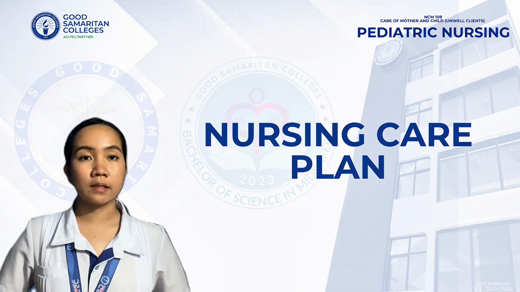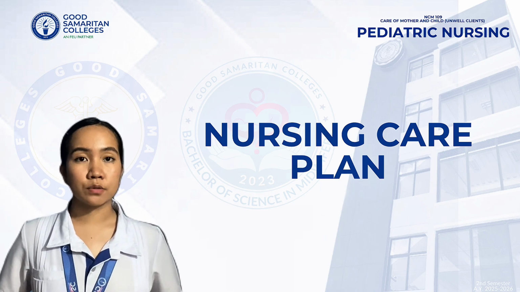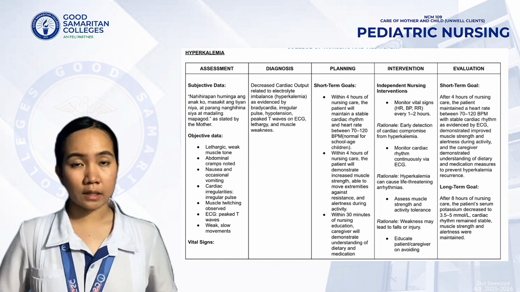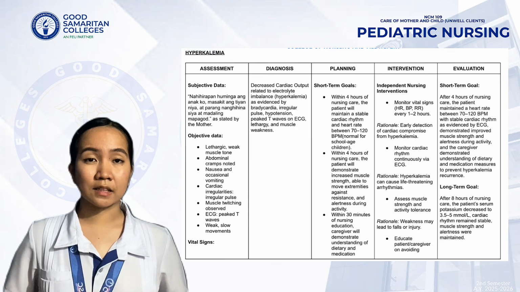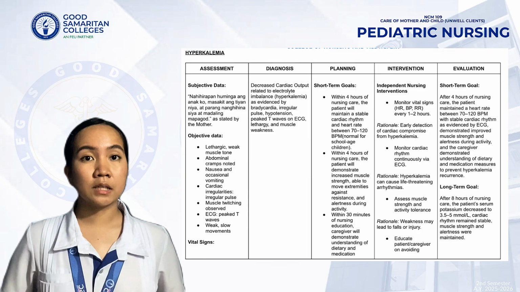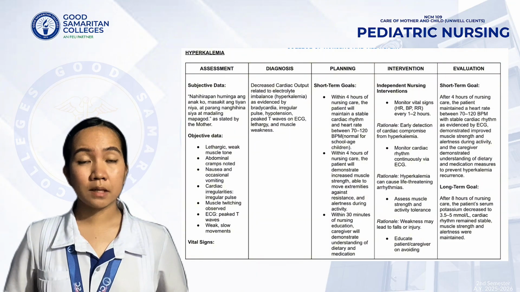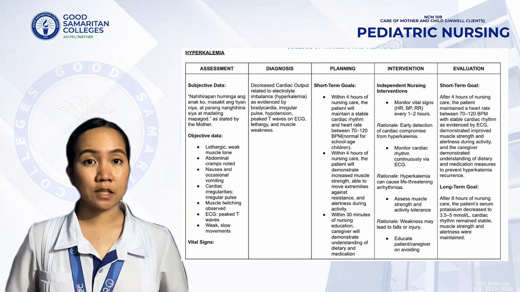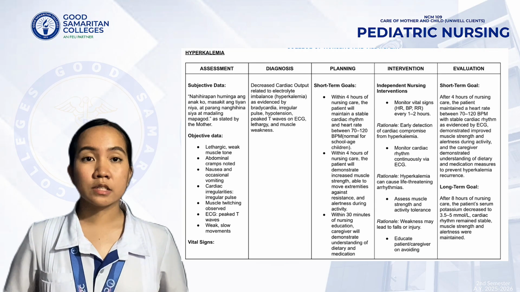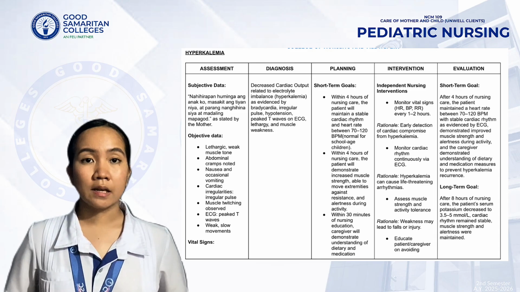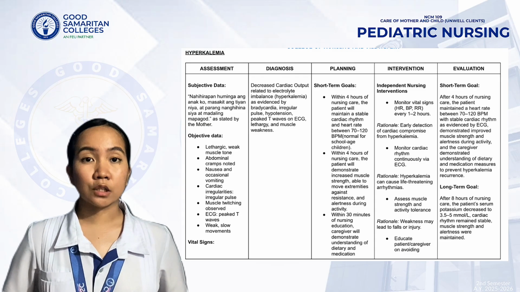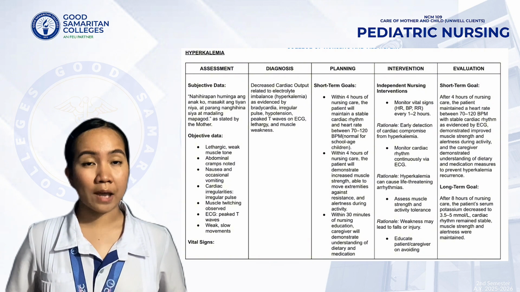Now I'm going to explain the NCP of the patient who is diagnosed with hyperkalemia. So starting with assessment, subjective data: the mother stated that nahihirapan huminga ang anak ko, masakit ang tiyan niya, at parang nanghina siya at madali siyang mapagod. And for the objective data, na-observe natin na ang bata is lethargic or matamlay. Mahina ang muscle tone, may abdominal cramps, may nausea at occasional vomiting. Meron ding irregular pulse, may muscle twitchings, at mabagal kumilos. Sa ECG naman, nakita natin peaked T-waves, which is a classic sign of hyperkalemia.